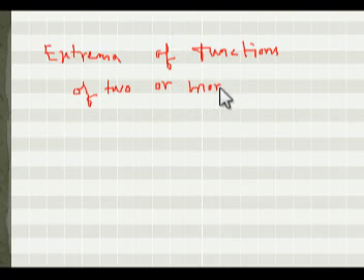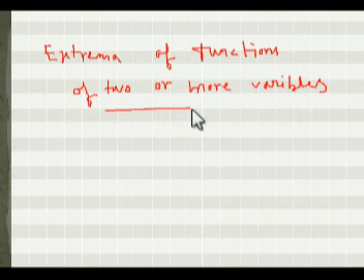So here we consider just two variables, not more than two, and these are equivalent. If you know the behavior of two variables, then you can very easily find out the behavior of more than two variables. So I will just focus on the extrema of functions of two variables.